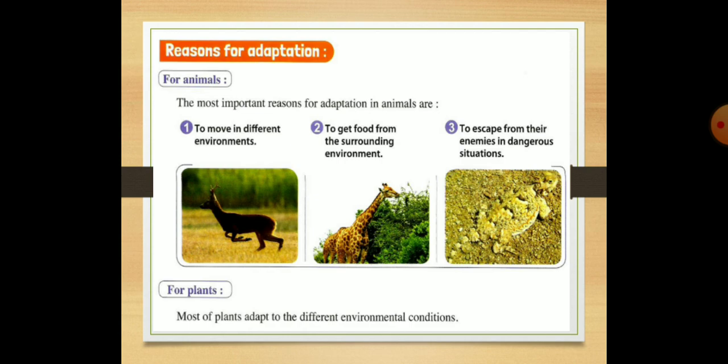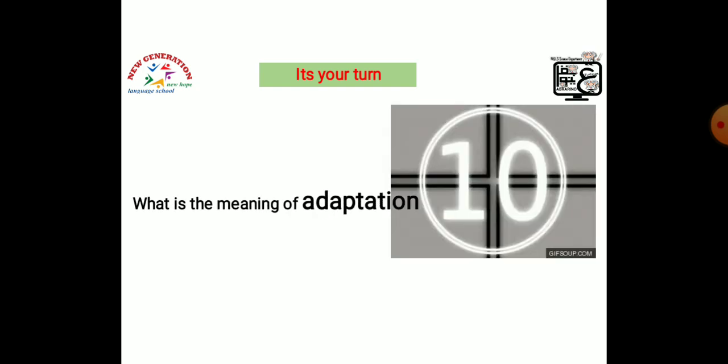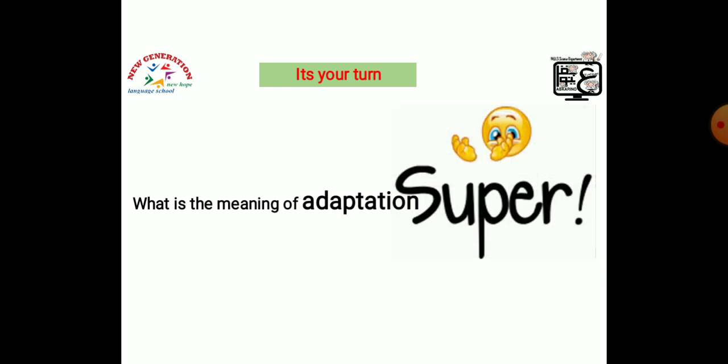Now we will study, first, adaptation and motion diversity in mammals. Second, adaptation in the nature of food in birds and in insectivorous plants. And finally, adaptation to the environment, such as hibernation, estivation, bird migration, and camouflage. But now it's your turn. What is the meaning of adaptation? You have 10 seconds. Brilliant, Miles. You're amazing.